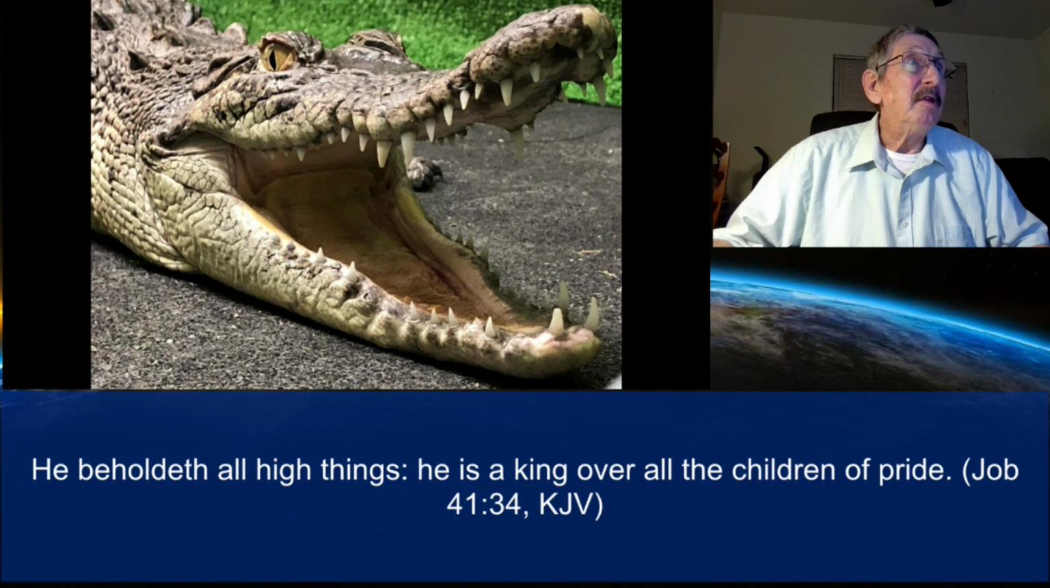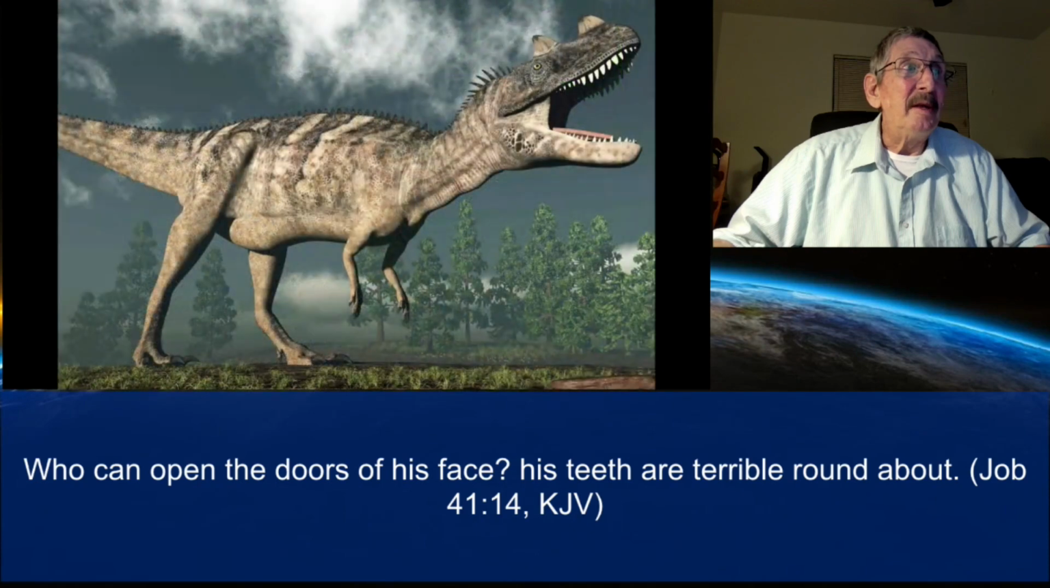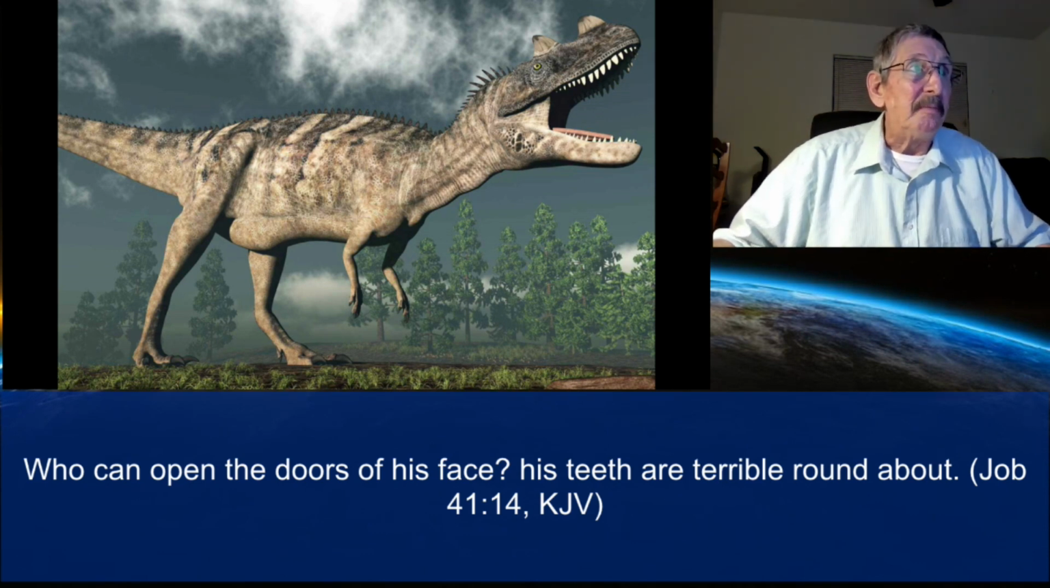Let me just see if I can pick out a couple of those verses I just mentioned. Here's one here. His teeth are terrible, roundabout. You can see the teeth roundabout. And if you go back to the T-Rex, you get the same idea. See those teeth roundabout? I think God is actually describing these. And what's happened since then is the crocodile has gotten smaller because they don't live as long.